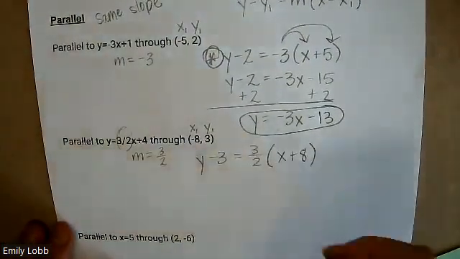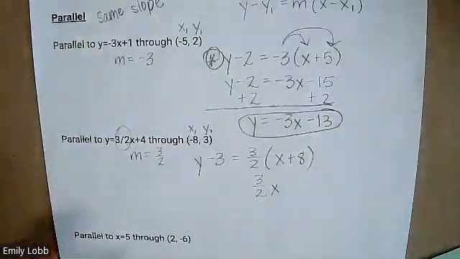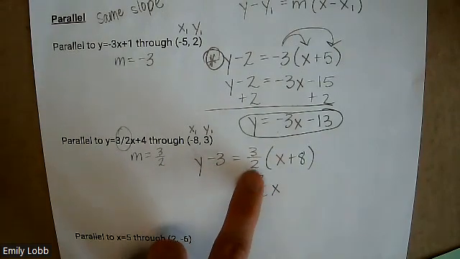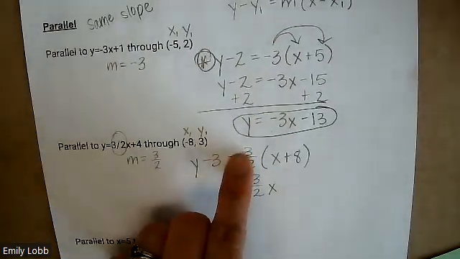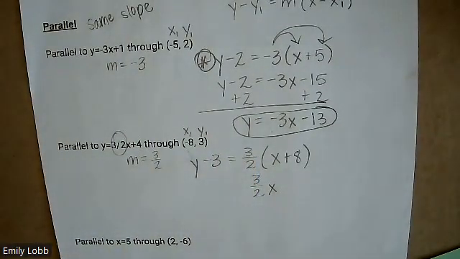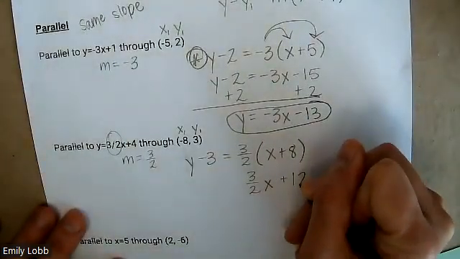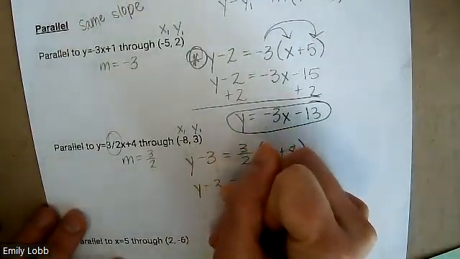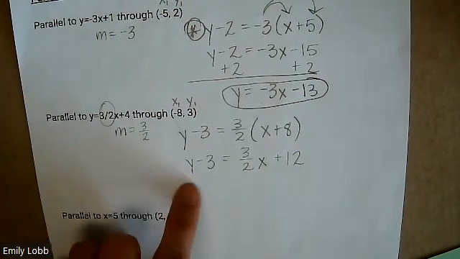Now I have to distribute my slope through. 3/2 times x is simply 3/2 x. 3/2 times 8. Remember, we divide by what's below. So what's 8 divided by 2? 4 times what's on top. What's 4 times 3? 12. And it's a +12, so we put a plus in front of it. And then I simply have to solve for y. How do I get y by itself?